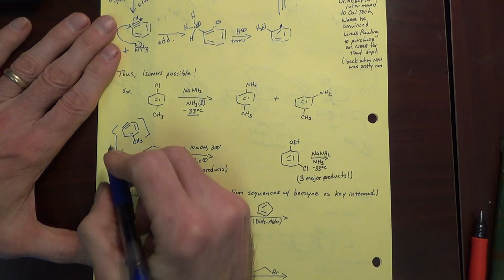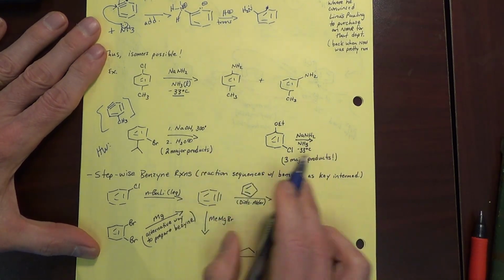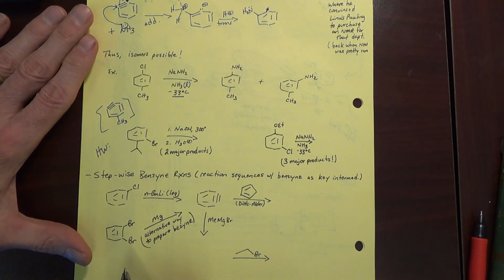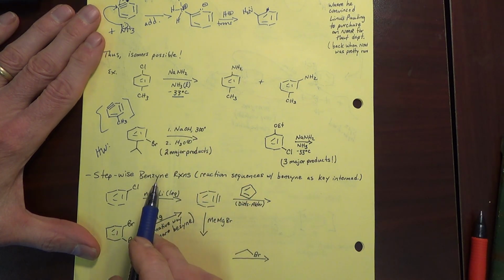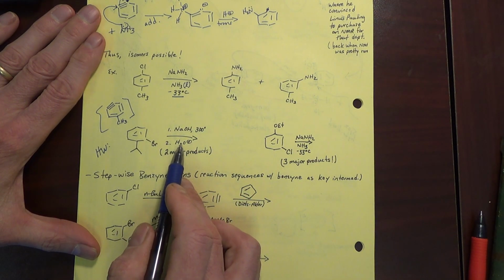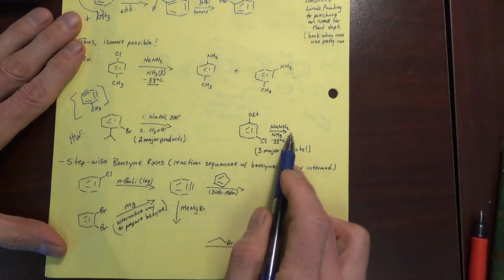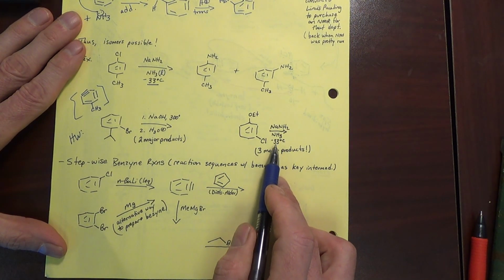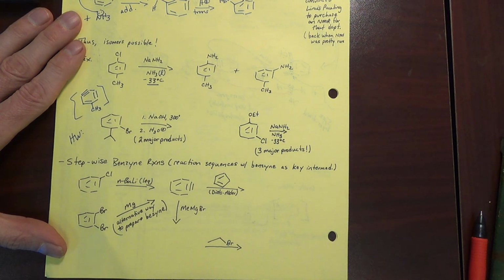Do the next two for homework. I didn't leave much room there. You can work on scratch paper. This one gives two major products. Think about the conditions. There's a workup step there. We talked about that. Traditional sodium amide reaction, liquid ammonia. Actually, here you get three different products as major products.